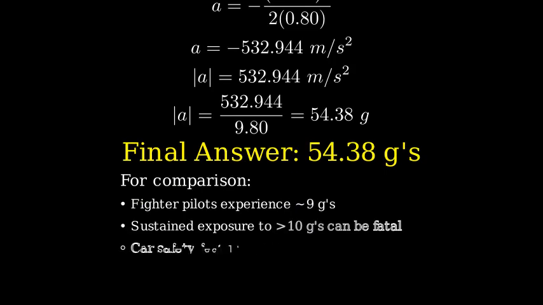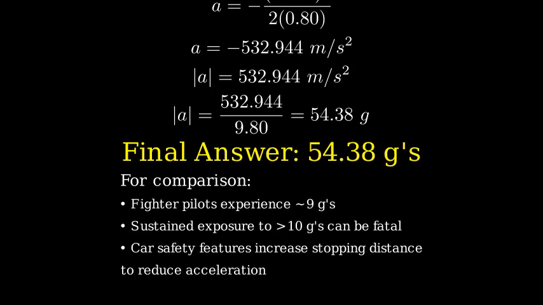To put this in perspective, this is an extremely high acceleration. Fighter pilots typically experience around 9 g's during extreme maneuvers, and sustained exposure to accelerations above 10 g's can be fatal. This demonstrates why car safety features like airbags and crumple zones are so important. They increase the distance over which deceleration occurs, reducing the acceleration experienced by the driver.